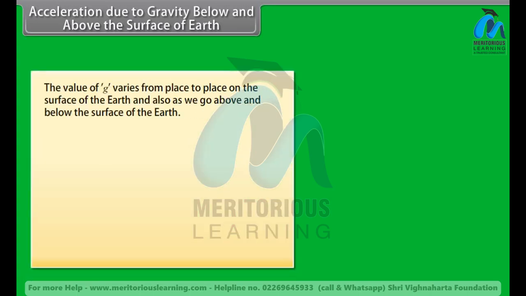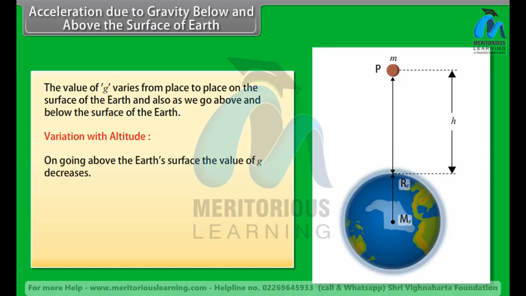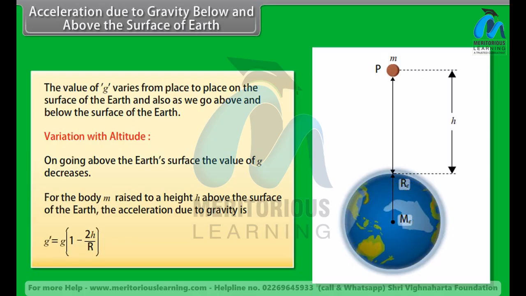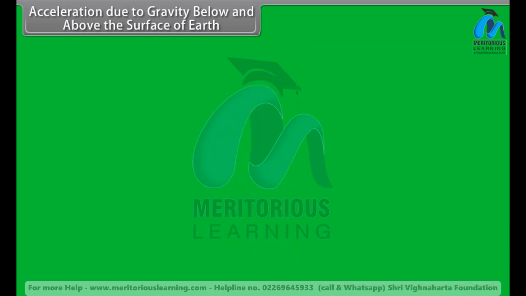The value of g varies from place to place on the surface of the Earth and also as we go above and below the surface of the Earth. Variation with altitude. On going above the Earth's surface, the value of g decreases. For the body m raised to a height h above the surface of the Earth, the acceleration due to gravity is given by g dash is equal to g multiplied by 1 minus 2h upon R.